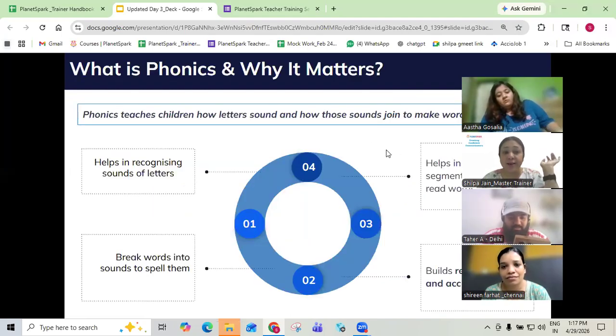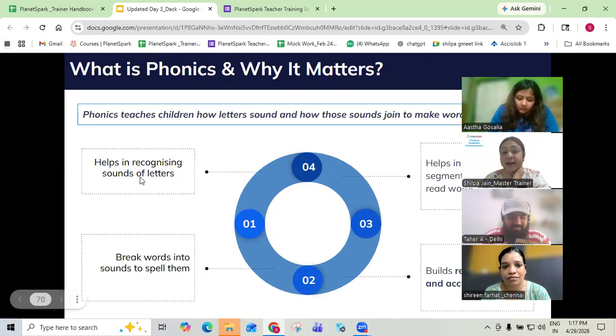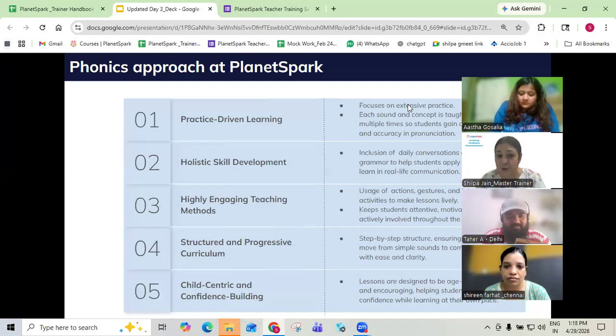Now, what is the approach behind phonics, or why is phonics very, very important? It helps in recognizing the sound of the letters. Teachers, A, B, C, D are the names of the letters, and A, B, K, D are the sounds of the letters. So phonics helps them in recognizing the sounds so that they can blend to read and segment to write. That is the purpose of phonics.